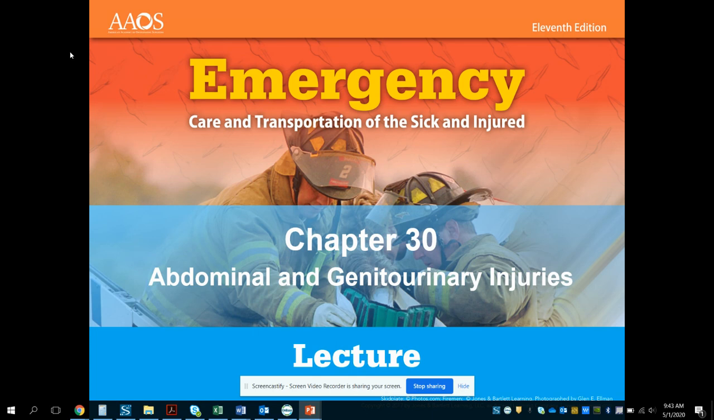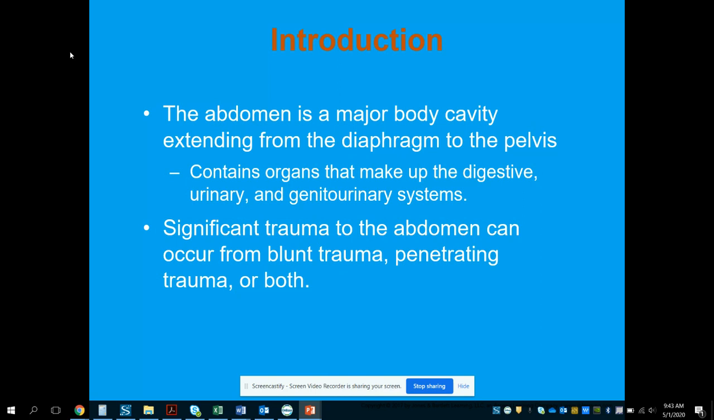All right, so taking a look at chapter 30, this is talking about abdominal and genitourinary injuries. So the biggest thing we're going to talk about here is how to identify and also how to treat some of these potential injuries. So the abdomen is a major body cavity extending from the diaphragm down to the pelvis. We know that all of our organs here for digestive, urinary, and genitourinary systems are located here.